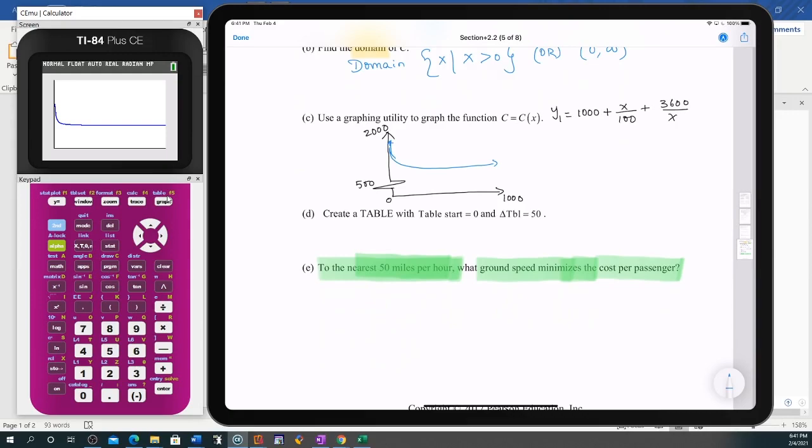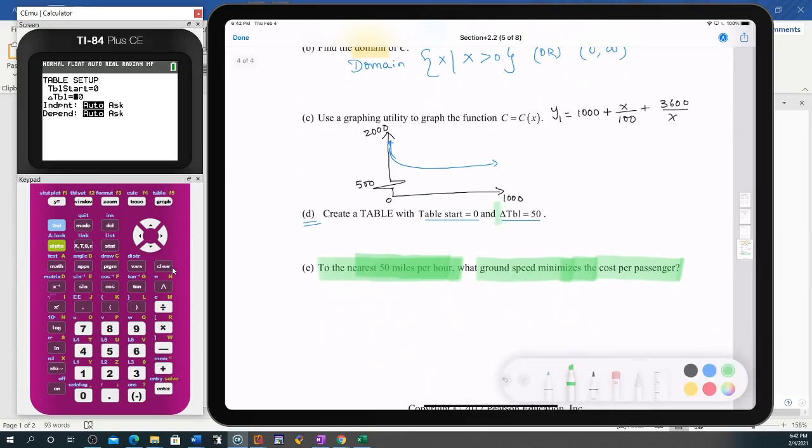Now I can also take, so technically it's asking what is this minimum x value for the cost to be minimum. So that is what the answer for E, that's what I'm looking for. So in order to do that, I can go into the table, and that's what D is asking us to do, to create a table with the table start at 0 and delta table as 50. So to do that, you hit second table set, and then now you see the table start value is 150. I'm going to keep that as 0, and I am going to bring the delta table as 50, and that's what they're asking me to do here, right?